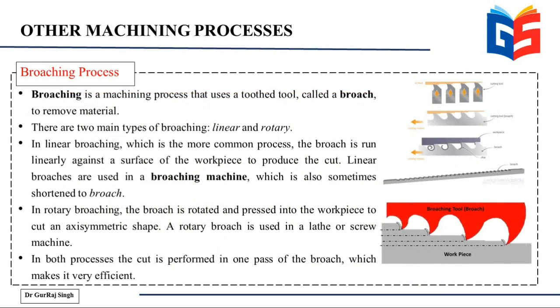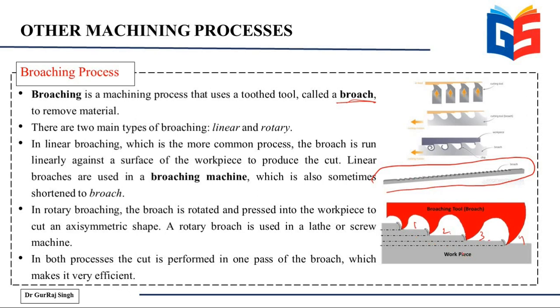Next we come to broaching. Now broaching is another very important but very specific process where a tool called a broach is used. You can see here this is a broach and it has multiple cutting teeth, all arranged in series. So it performs multiple cutting actions in one go. Here you can see 1, 2, 3, 4. So these 4 teeth are performing cutting at different depths.